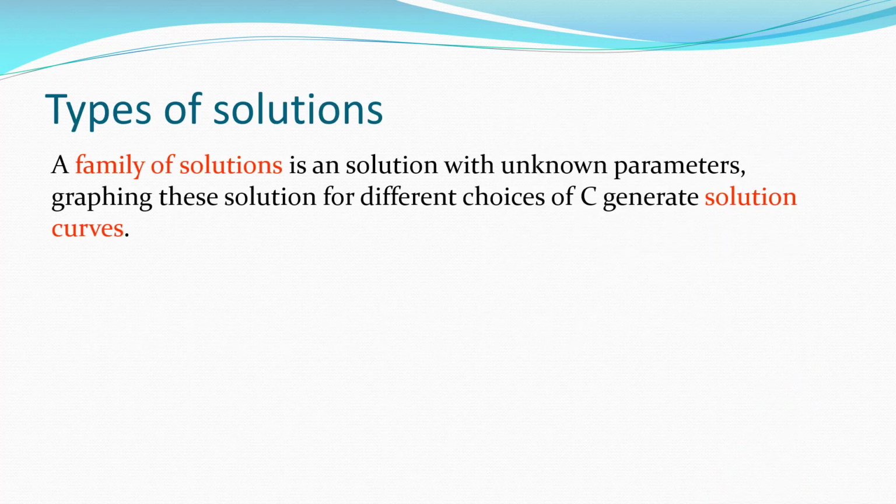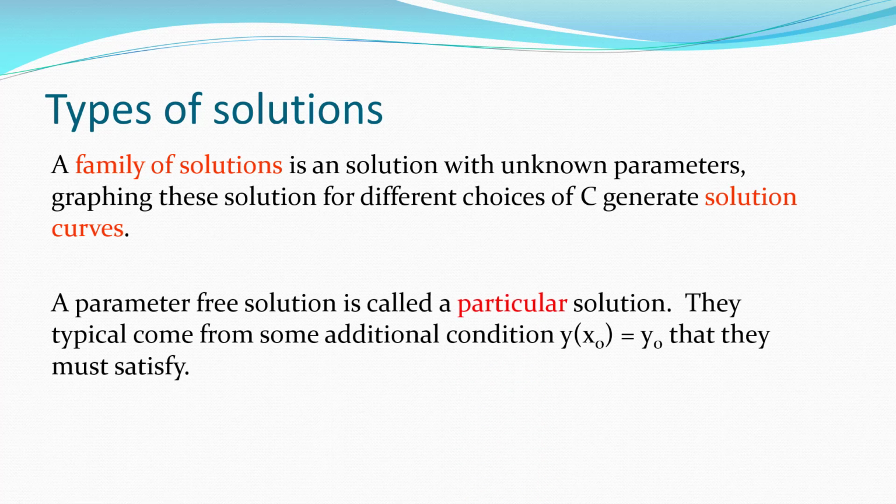So just to round out these definitions, we say a family of solutions is a solution with unknown arbitrary parameters. We almost always use C in this case, or C, D, or other letters that we need. Graphing these solutions for different choices of those parameters generates different solution curves. A parameter-free solution is called a particular solution. They almost always come from some additional condition that the solution must go through some additional point.